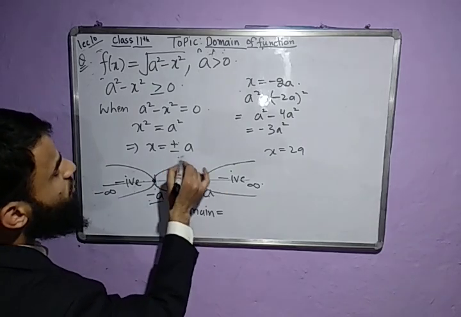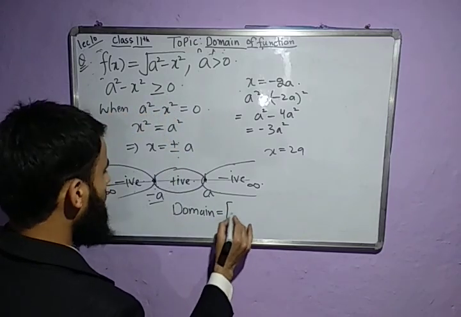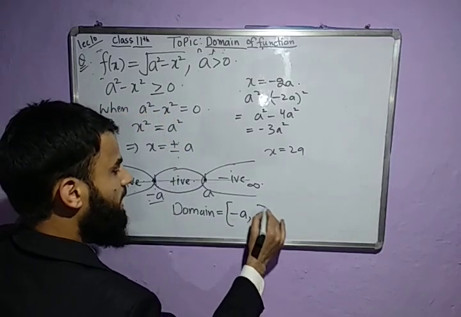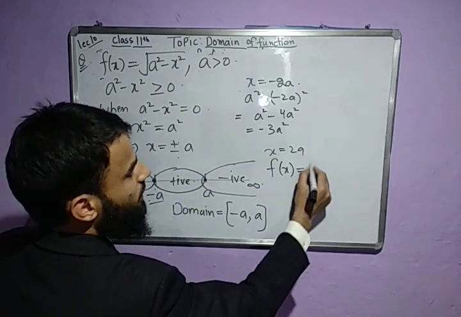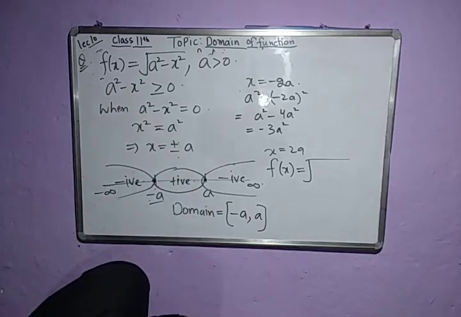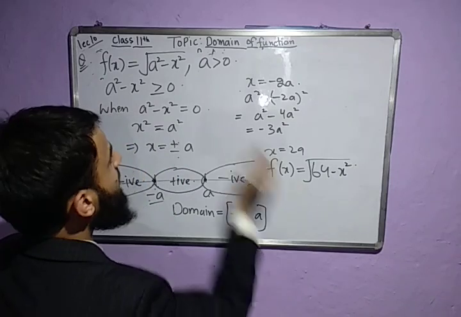Because these 2 points will give you the 0 value, and that is valid. So we will take from minus a to a. Now there is a question similar to this question. It is given that f of x is equal to under root of 64 minus x square. You have to find the domain. You can use the result of this.